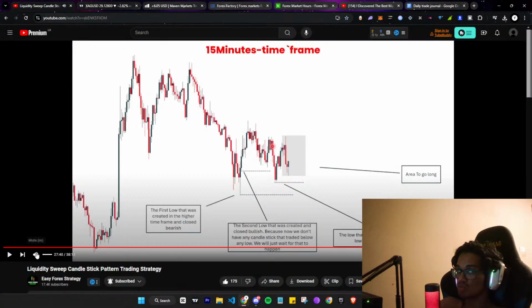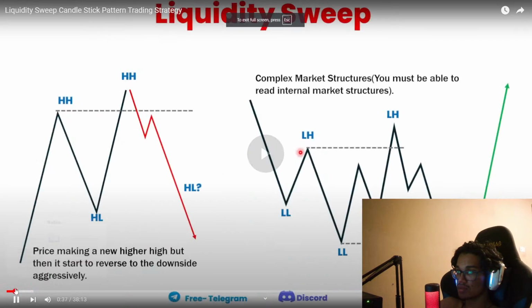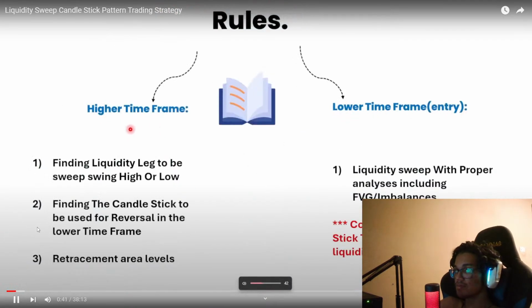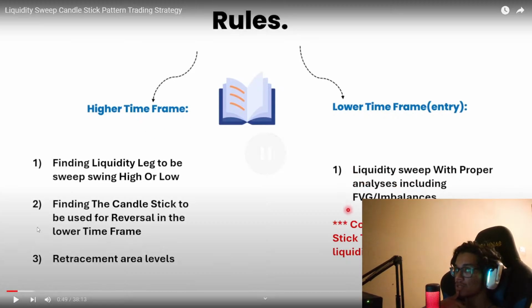Then we can see price making the low here and then it shoots to the upside. Then the market completes in the lower time frame for entry. This high time frame would only be used for analysis, and then in the lower time frame we're going to use liquidity with proper analysis, including maybe fair value gaps. Lower time frame, 15-minute.